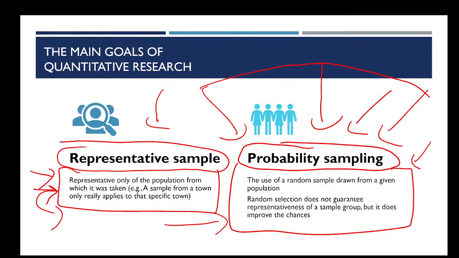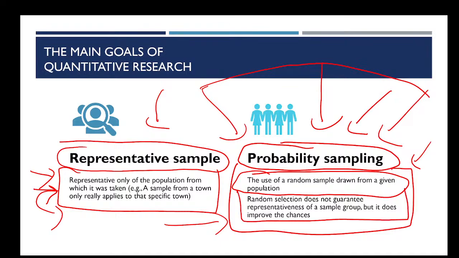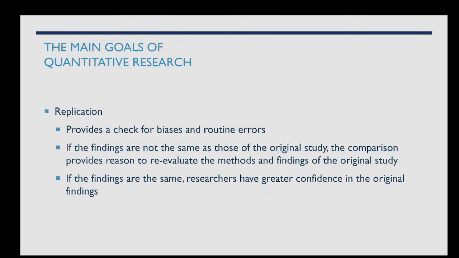No. Okay, random sample. So probability sampling is some kind of random sample drawn from a given population. It doesn't guarantee representativeness, right? Because sometimes random sampling goes awry, but it improves its chances greatly. Replication at least should be a goal, although increasingly, a lot of sociological studies are just never replicated, so it is a kind of problem.